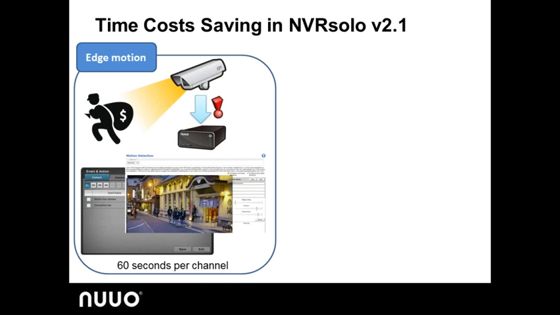For traditional motion detection, we call it edge motion. When you want to enable motion recall, you have to enable motion detection in both camera and NVR. It would cost much time to check the setting between these devices, especially when you use local display to set up motion detection.